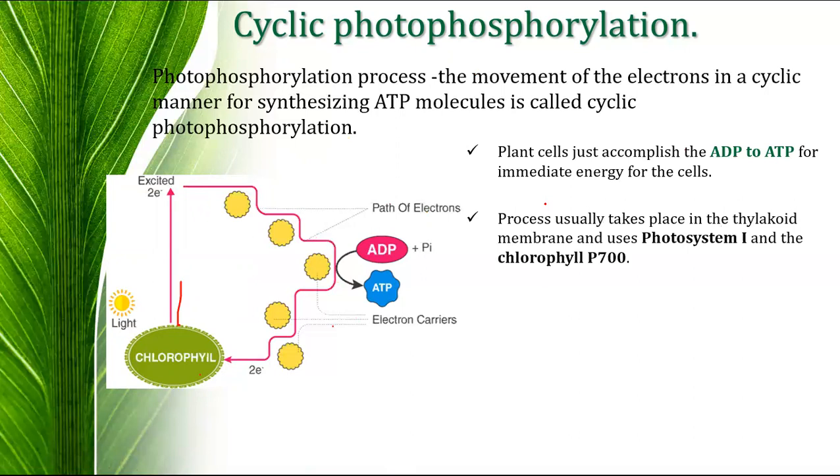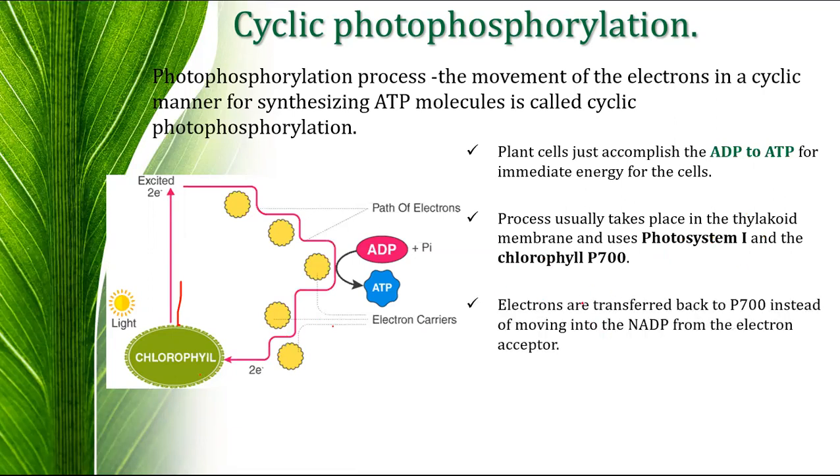Now this process takes place in the thylakoid membrane, and photosystem I is used, and the chlorophyll P700 is used. So the electrons are transferred back. Now these electrons which come from P700 get excited, with upward movement, and then again downward, with the formation of ATP, and again get reverted back to the chlorophyll P700. Here NADPH is not formed, and only ATP is formed.